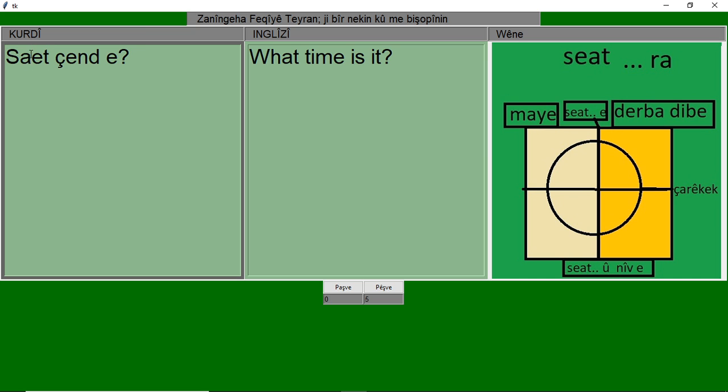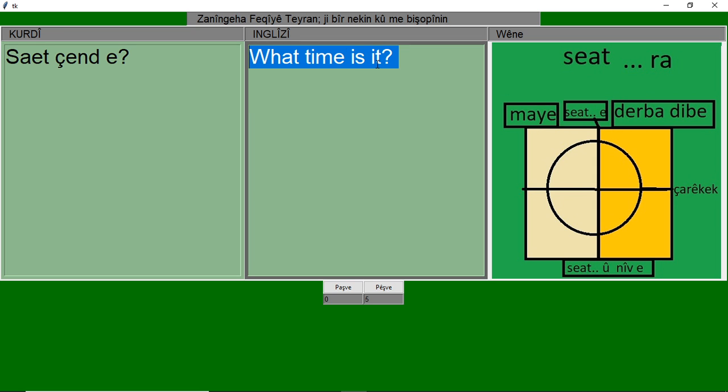Saat çende. Once you know this word, saat, you know how to pronounce this. Saat çende. That's it. You ask like this. Okay, now you are asking what time is it? Just like this. And I put a picture in here, and I am trying to tell you everything about time.